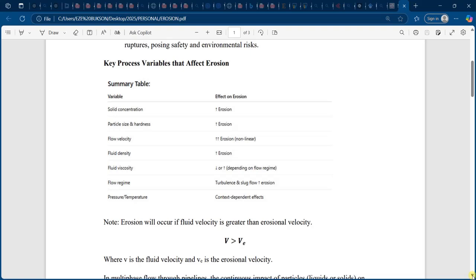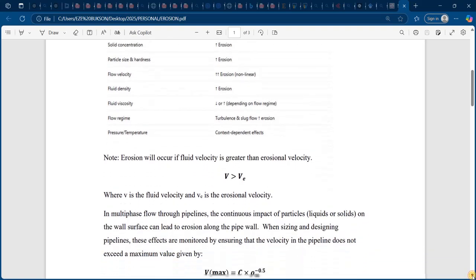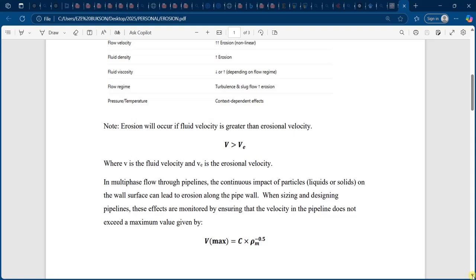So pressure and temperature also play a part in how erosion would actually take place in pipes or equipment, right? Now, a very important thing to note about erosion is that erosion will occur if fluid velocity is greater than erosional velocity, right? So this is a very important thing to note for erosion modeling in software, right? So you have to know that if the fluid velocity is greater than erosional velocity, then erosion would occur, right?